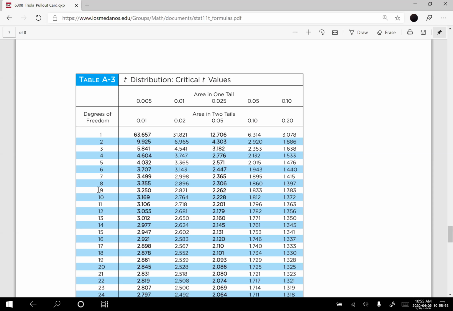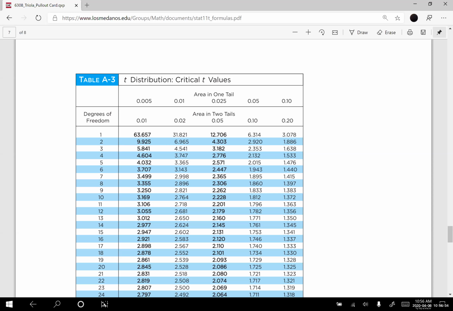And now we're looking for how much area is in the two tails. Well, if we're doing a 98% confidence interval, that means there is 2% of the area left over in the two tails. So it says area in two tails 0.02. You need to line up that 0.02 with the 9 degrees of freedom, and I get 2.821. Or if there's two tails and there's 2%, then each tail has 1%. You could also say area in one tail is 0.01. You get the same answer.